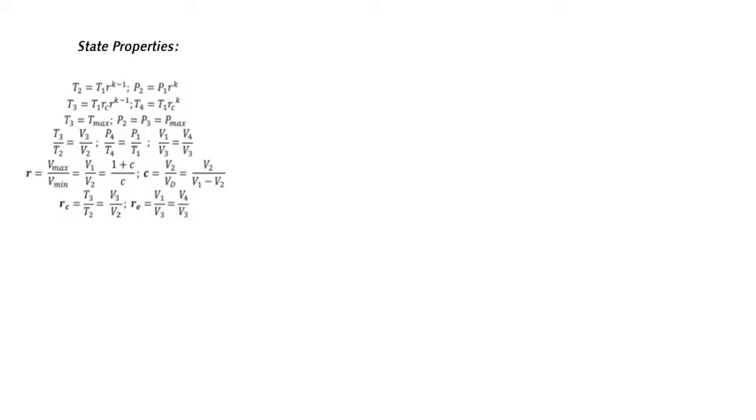For the formula to find c, or percent clearance, the formula is V2 over VD is equal to V2 over V1 minus V2. The formula for the cutoff ratio, or rc, is T3 over T2 is equal to V3 over V2. And lastly, for the re, or expansion ratio, we have V1 over V3 is equal to V4 over V3.